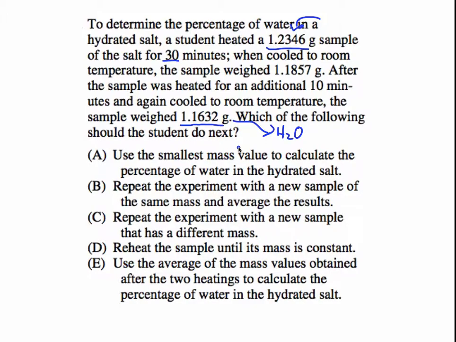Without even reading it, you should be guessing. The student should heat it again and see if it stays constant. So use the smallest mass value to calculate the percentage of water. Bleh. Repeat the experiment with a new sample of the same mass and average the results. Dumb. Repeat the experiment with a new sample that has different mass. Why? Reheat the sample until its mass is constant.